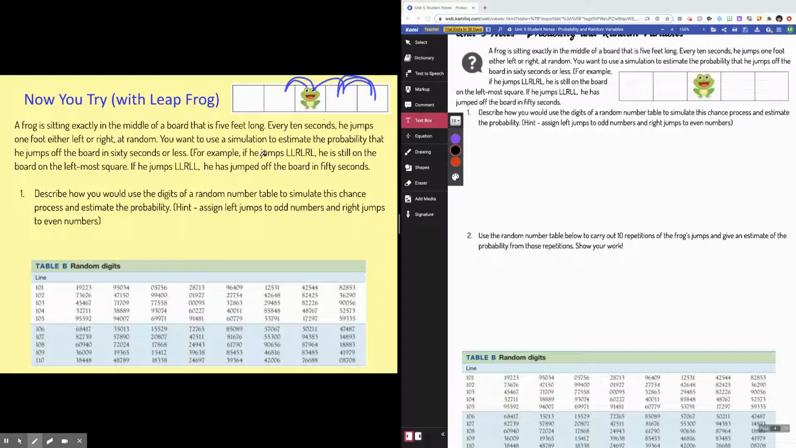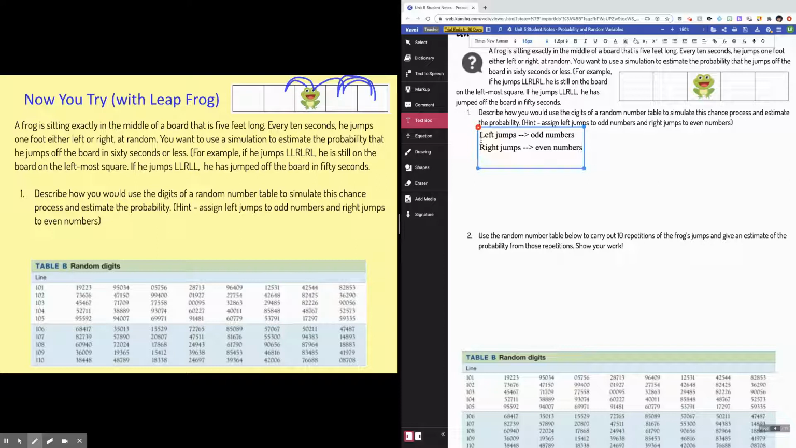So what we're going to do here is describe how we could use this random digit table to simulate this idea and estimate the probability. Since he's only jumping left or right, and I have even and odd numbers here, I'm going to say that my left jumps will be represented by odd numbers, and my right jumps would be represented by even numbers.